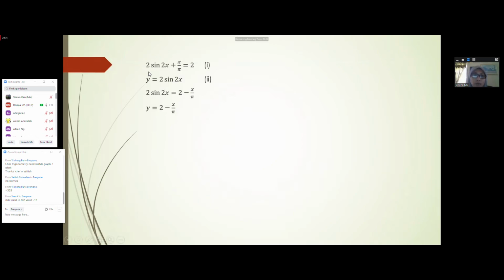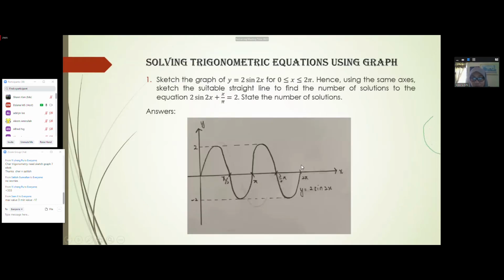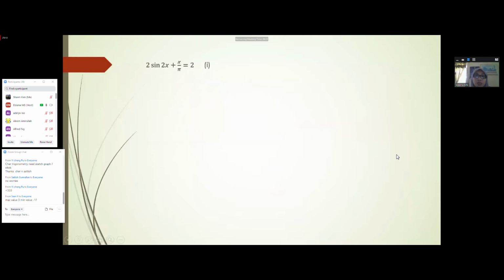Okay, you have the equation 2 sine 2x plus x over pi equals 2 to solve. This is the equation given to you in the question. And this is the graph that you have sketched, y equals 2 sine 2x. Remember, you already sketched the graph. I go back to the previous one. You already sketched this graph, right? And this is the question, 2 sine 2x plus x over pi equals 2. That is the equation. This is the one that you already sketched.